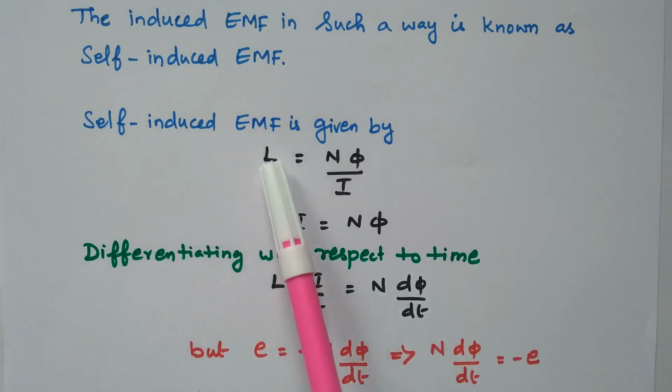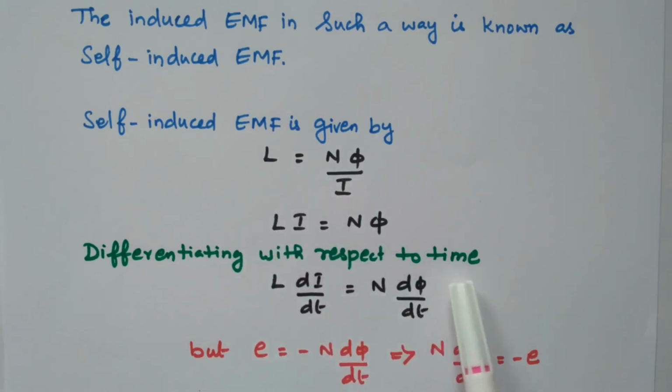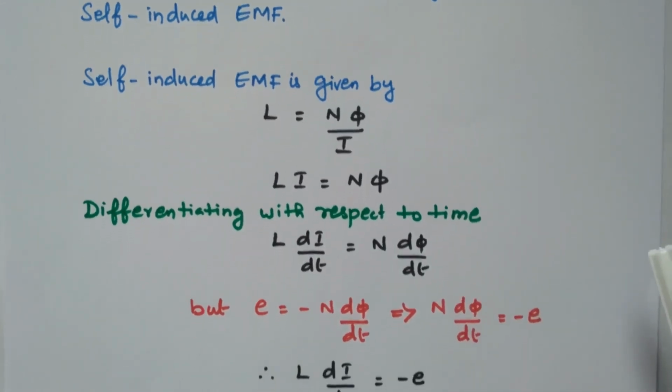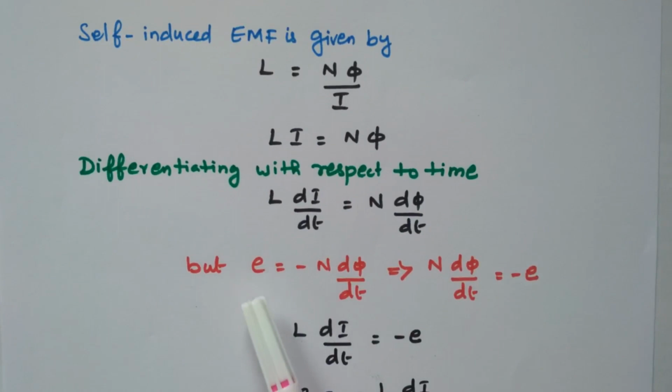We started from the inductance expression, cross multiplied and differentiated on both sides with respect to time. But from Faraday's law, E equal to minus N d phi by dt. So N d phi by dt can be written as minus E. We can replace this term N d phi by dt with minus E, because based on Lenz's law we have a negative sign, which gives the clear expression that it is opposing.